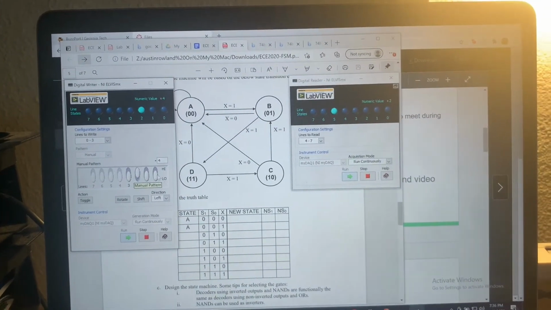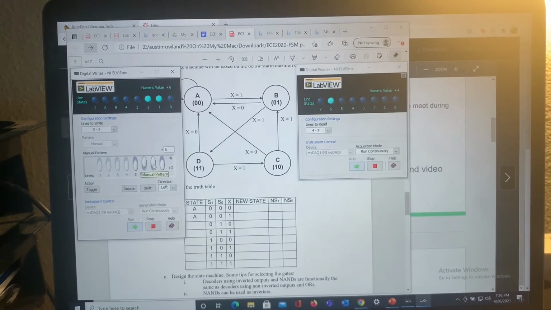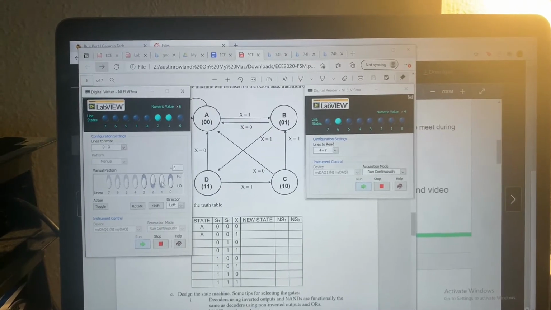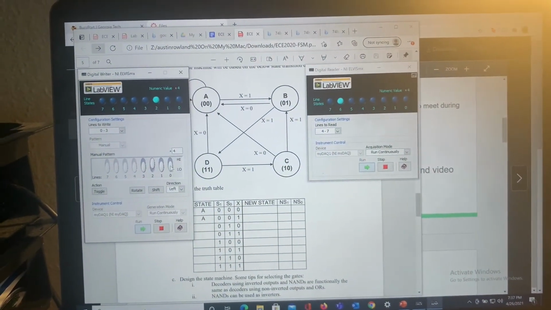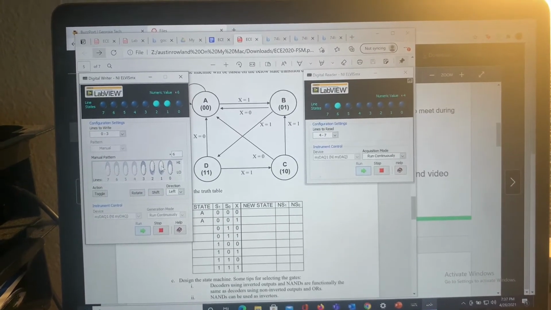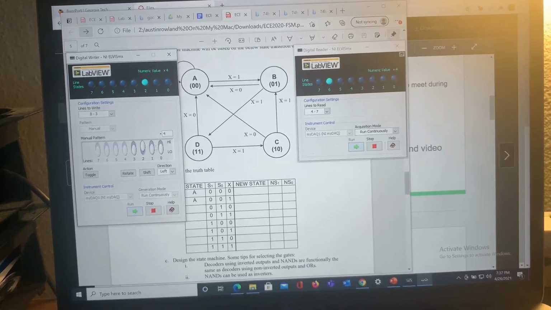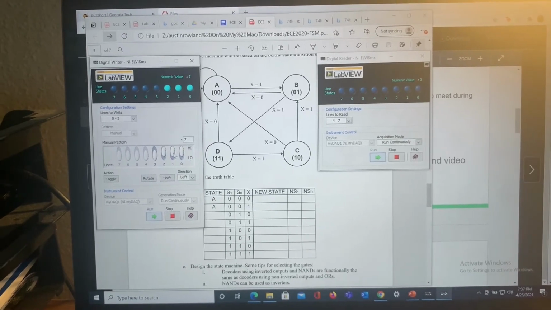Turn the clock off, input of 0, turn the clock back on. Now we are at S1, S0 bar. Then we turn the clock off, input of 0, keeps us at C, which is S1, S0 bar, and then C with an input of 1, once the clock turns on, goes to A.